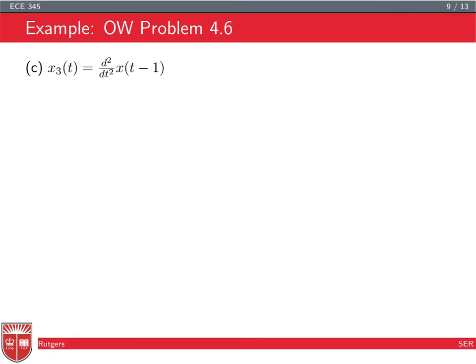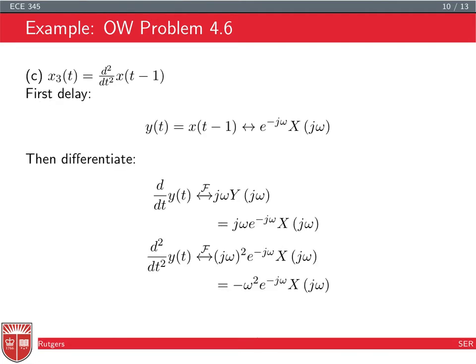The next problem is about finding the CTFT of the second derivative of x of t minus 1. So to solve this problem, first we have to account for the delay of 1. So if we define y of t to be x of t delayed by 1, this will give us that Y of j omega is equal to X of j omega times e to the minus j omega, since here there's a delay of 1.